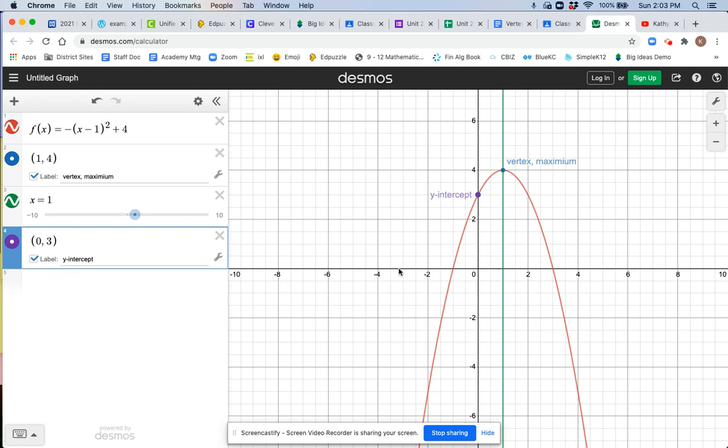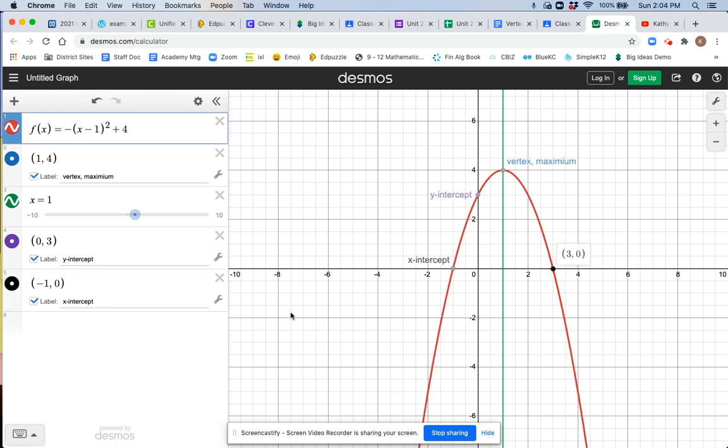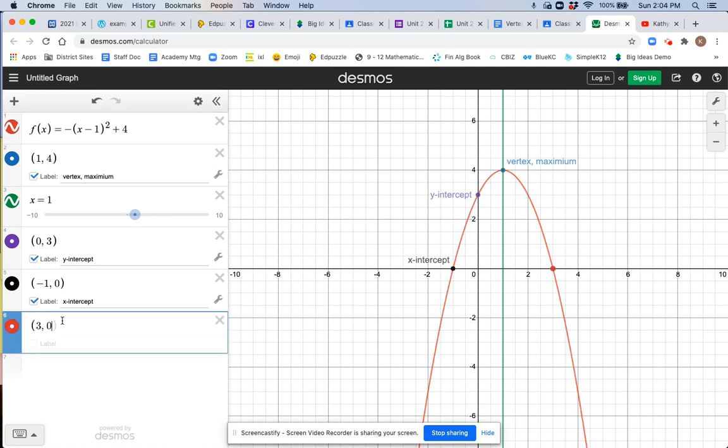And then my x-axis is right here, and I notice that my red graph crosses the x-axis twice. This one is the point (-1, 0). And I'm going to label that my x-intercept. And then I go to my other x-intercept, and I click on that, and I notice it is the point (3, 0). So I enter that over here. And then I label that as my x-intercept.